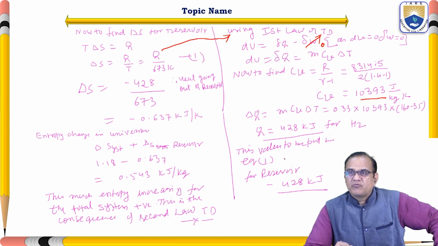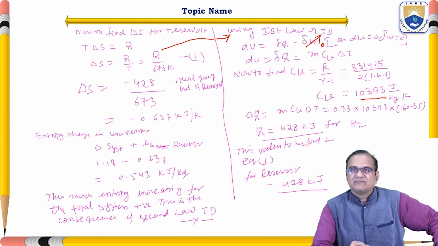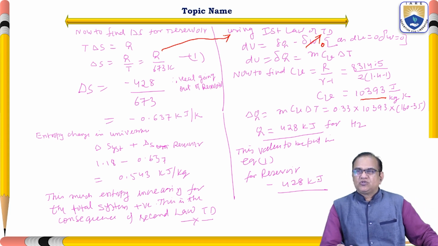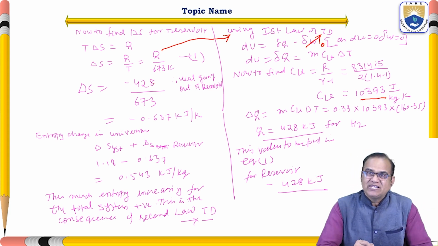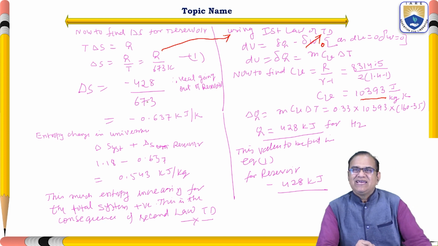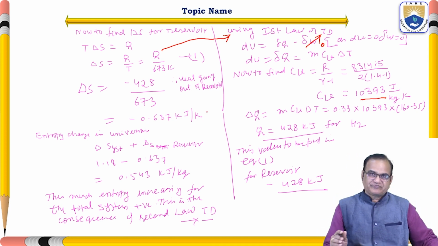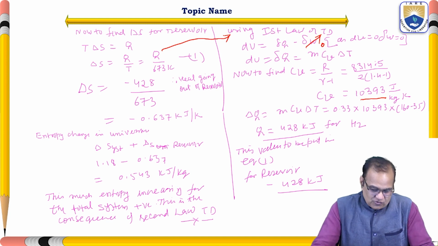This value we will put in equation 1 here. So this is minus 428 kilojoule for the reservoir. So minus 428 divided by 673. This you will get as minus 0.637 kilojoule per Kelvin. So this is for the reservoir.